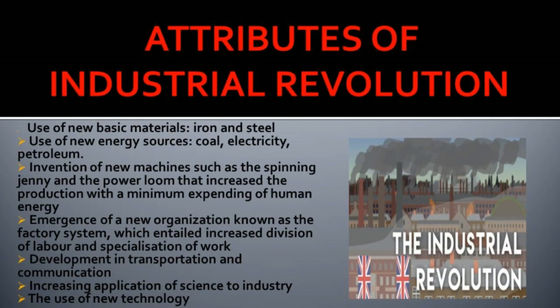Attributes of the Industrial Revolution. Attributes means causes. Use of new basic materials, iron and steel. Use of new energy sources, coal, electricity, petroleum. Invention of new machines such as the spinning jenny and the power loom that increased production with the minimum expending of human energy. Emergence of a new organization known as the factory system, which entailed increased division of labor and specialization of work. Development in transportation and communication, increasing application of science to industry, the use of new technology.